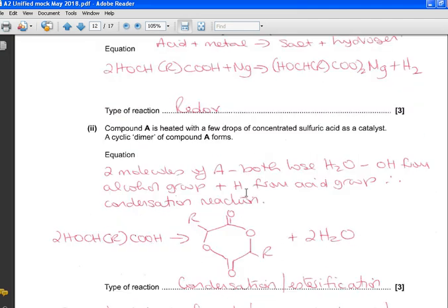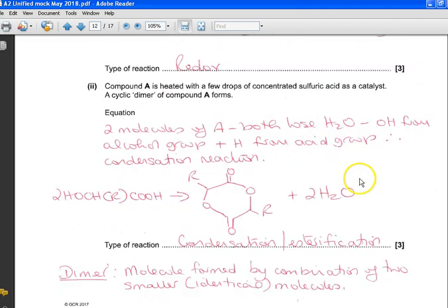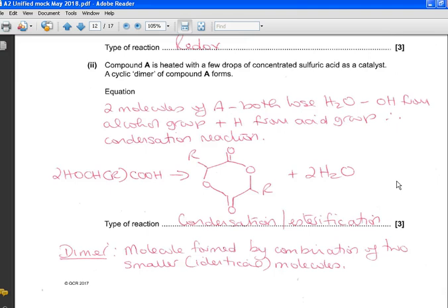Okay, this one, I'm not sure that anyone got it right, because you wouldn't necessarily know what a dimer is. It's not a term that you may be familiar with, and it's certainly not in your specification, but you will know now, obviously. I've written down here the definition. It's a molecule formed by a combination of 2 smaller identical molecules.